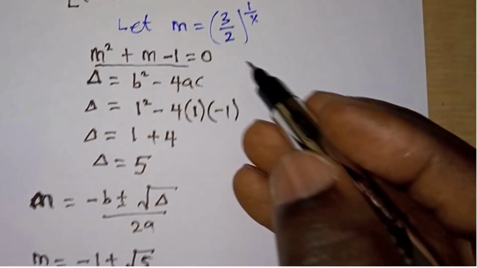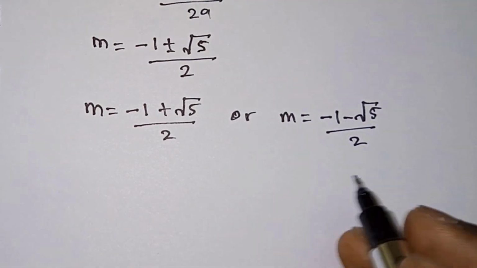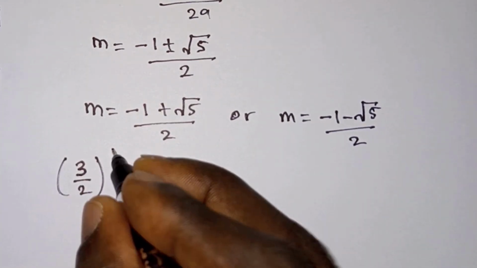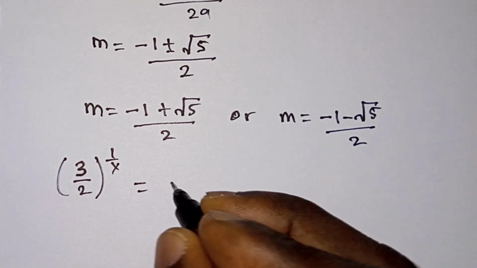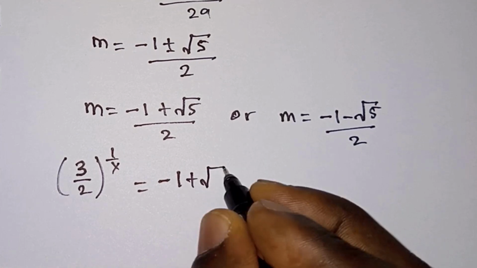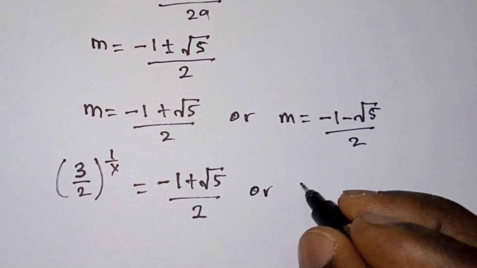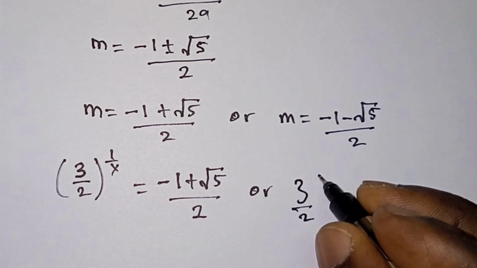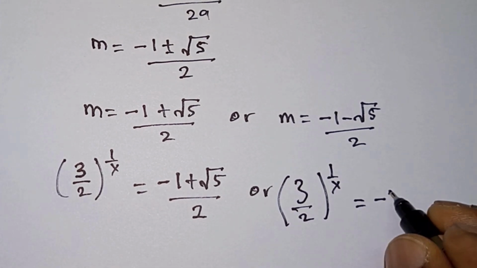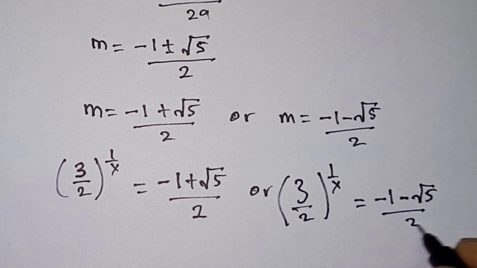But remember, from here we let m equal to 3 divided by 2 all to the power 1 over x. So we're going to have 3 divided by 2 all to the power 1 over x is equal to this value of m, which is negative 1 plus square root of 5 divided by 2, or 3 divided by 2 all to the power 1 over x is equal to negative 1 minus root 5 divided by 2.